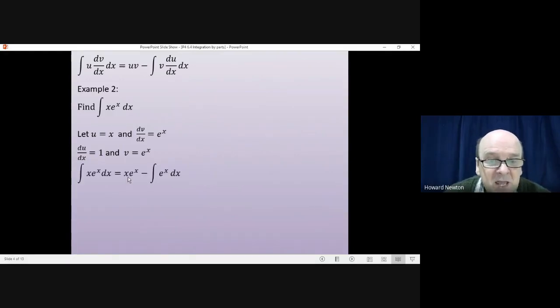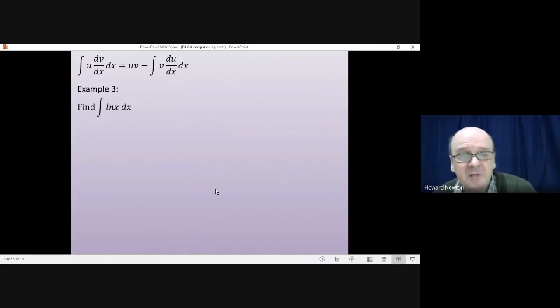And that gives us x times e to the x minus the integral, and you get e to the x for v, and du by dx again is just 1. So when we multiply by 1, it is just the integral of e to the x. And we can immediately write down the answer. That's x e to the x. When I integrate e to the x, I get e to the x plus some arbitrary constant.